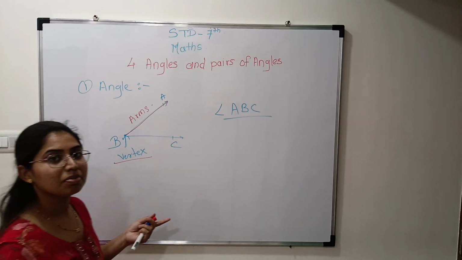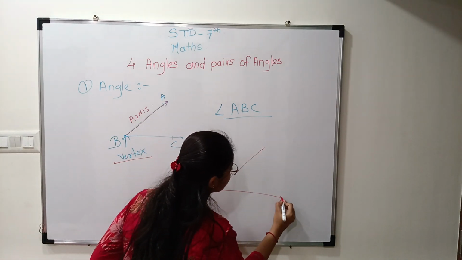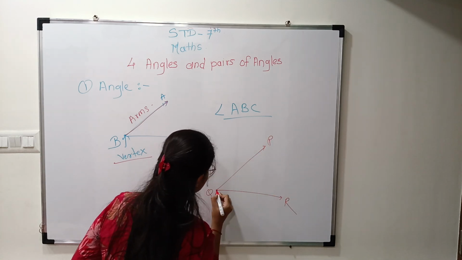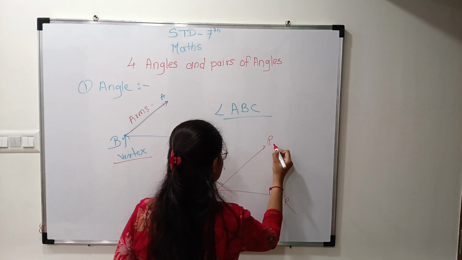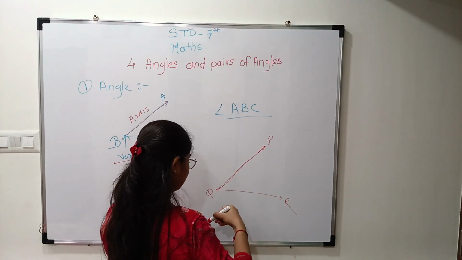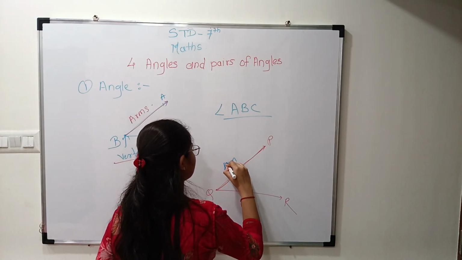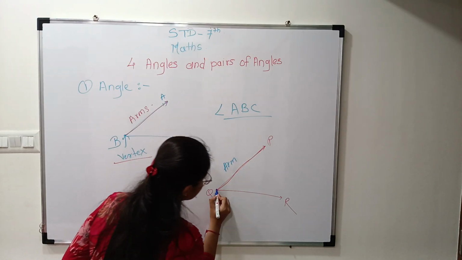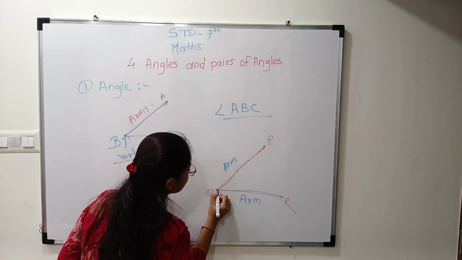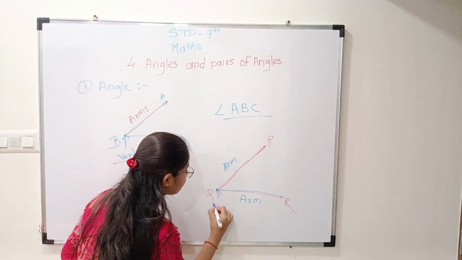Shall I take one more example for it? See here. This is angle PQR. Here, this one ray PQ is called arm. And this ray QR is the second arm. Now here the end point is Q. This end point is called vertex.